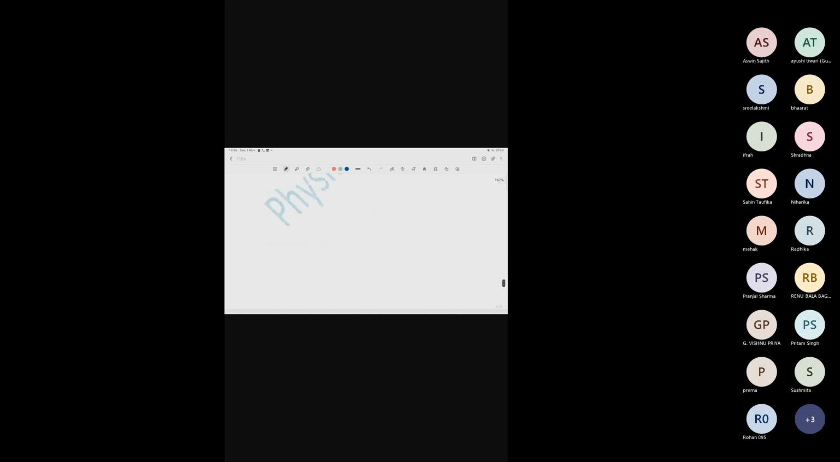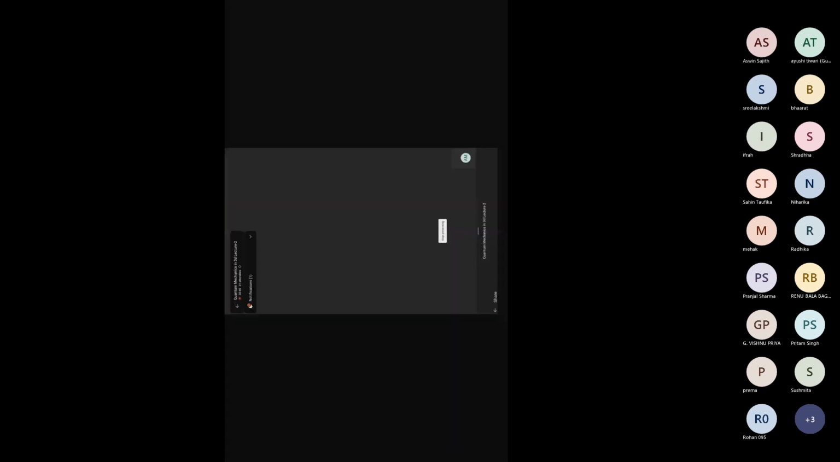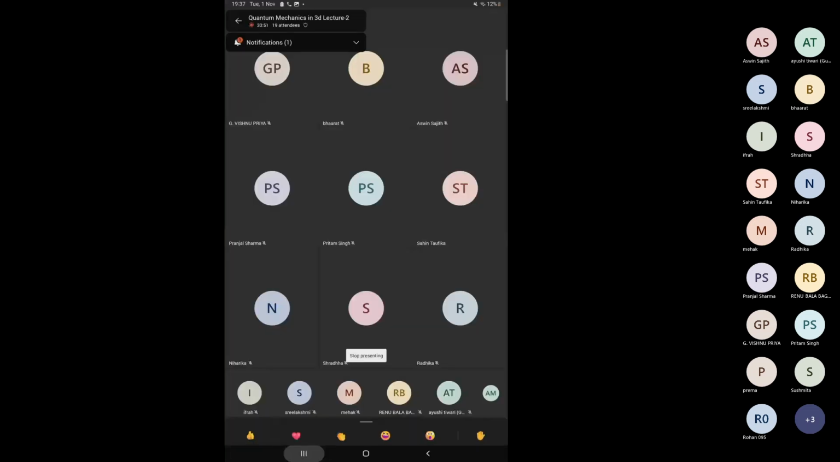Just let the screen move. Because of the heavy rain here in Bangalore, there is some problem with the internet today.